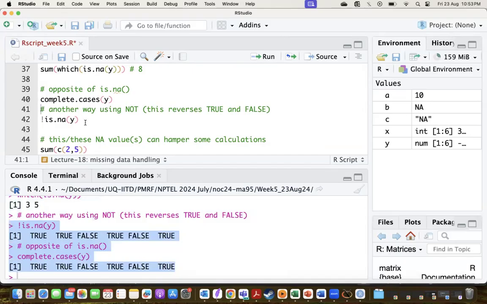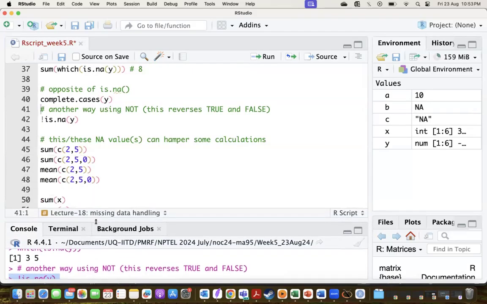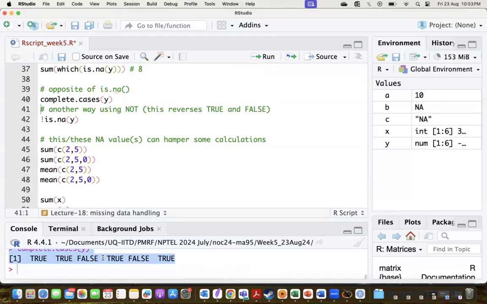And it's opposite to the output of is.na. Okay, so that's the basic handling of NAs and where the NAs are and how many NAs there are. Now, if you do have NAs, how do you handle those?